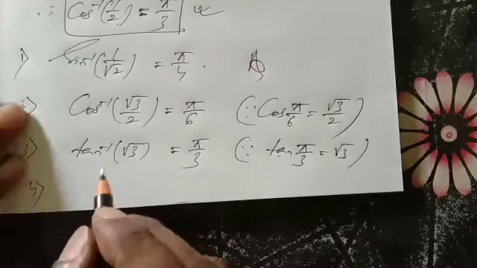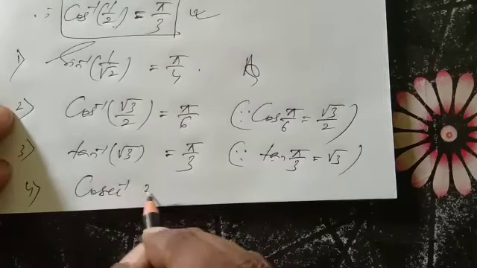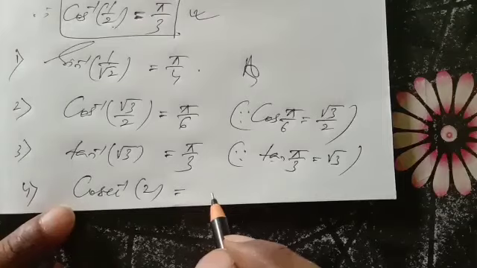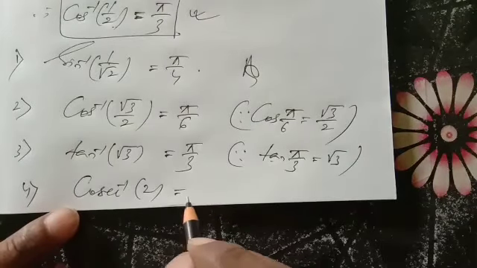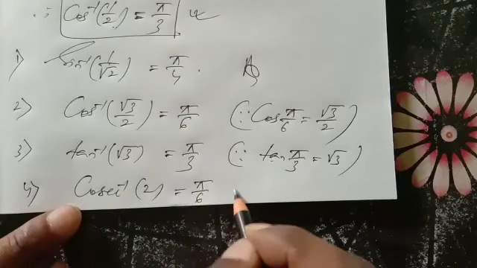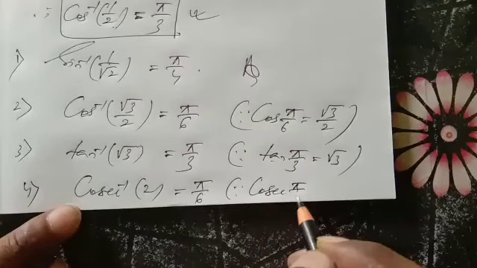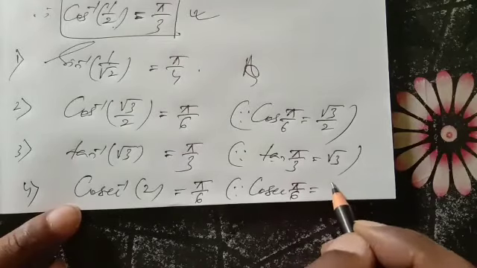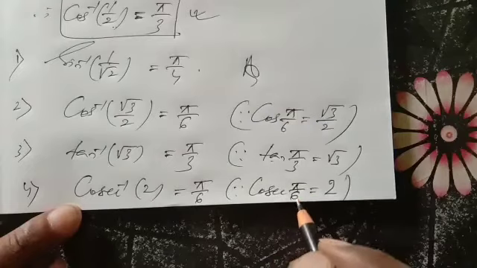Number 4. Cosec inverse 2. Cosec inverse 2 means for what angle is cosec equal to 2? Cosec 30 is 2, and 30 degrees means pi by 6. Since cosec pi by 6 means cosec 30 degrees, what is cosec 30 degrees equal to? Sin 30 is 1 by 2, so cosec 30 is 2. That means cosec pi by 6 equals 2.